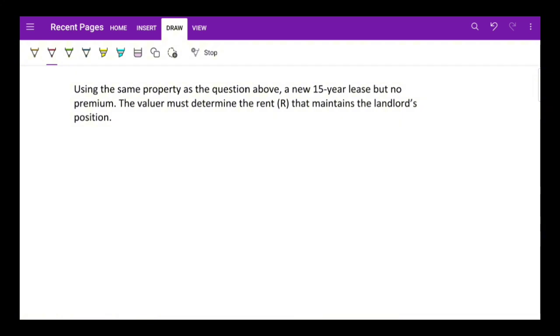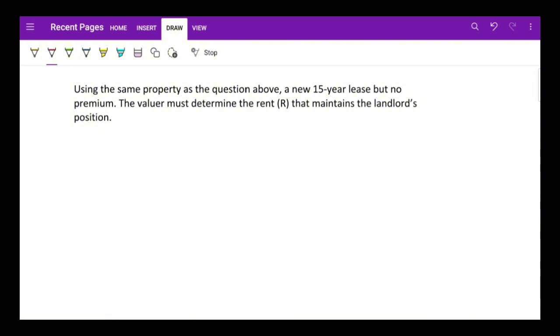So now it's the task of the valuer to find out what is the appropriate rent that keeps the landlord in his advantageous position. And advantageous position simply means that at the end of the day, what he must be getting must be equal to the full rental value. Okay, so let's see, how do we work that out?